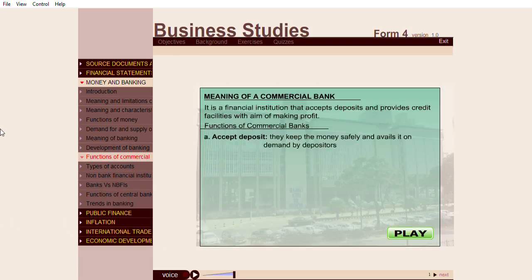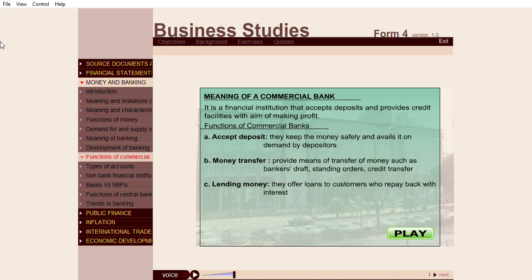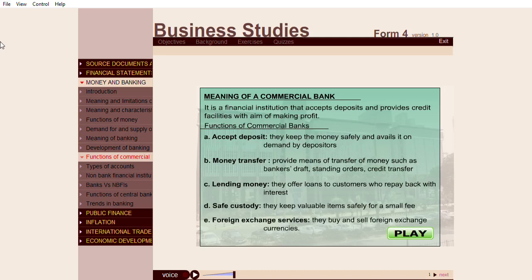Meaning of a commercial bank. It is a financial institution that accepts deposits and provides credit facilities with the aim of making profit. Functions of commercial banks. Accept deposits: they keep the money safely and avail it on demand by depositors. Money transfer: provide means of transfer of money such as banker's draft, standing orders, and credit transfer.